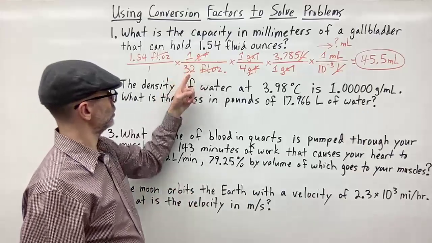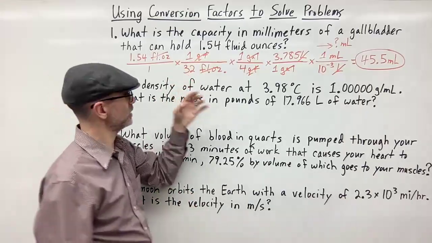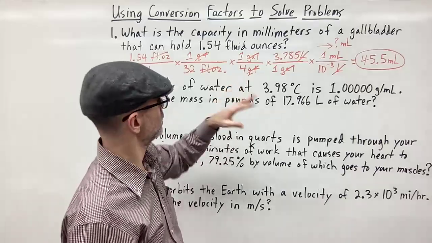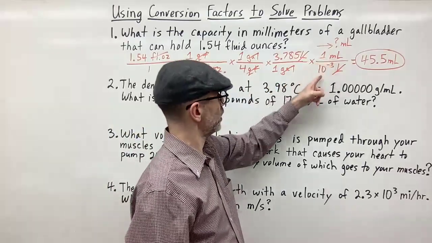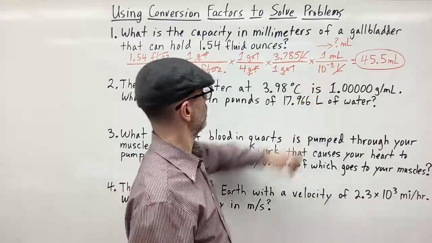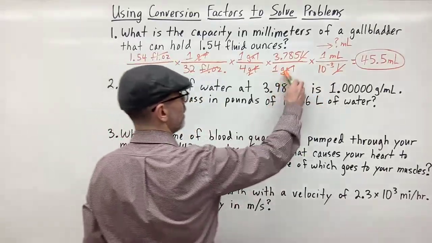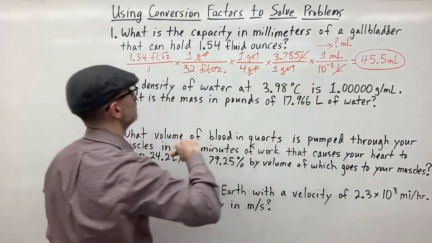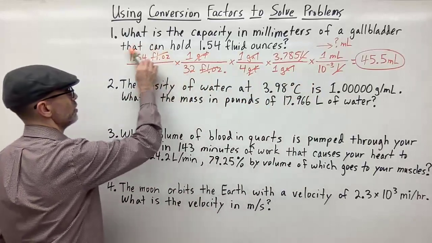So 1 quart to 32 fluid ounces, that's exact. 1 gallon to 4 quarts, that's exact. 1 milliliter to 1/1000th of a liter, that's exact. 1 gallon to 3.75 liters, that's a measurement. And then, of course, we were given this measurement.